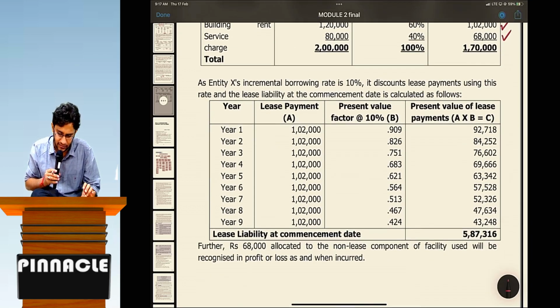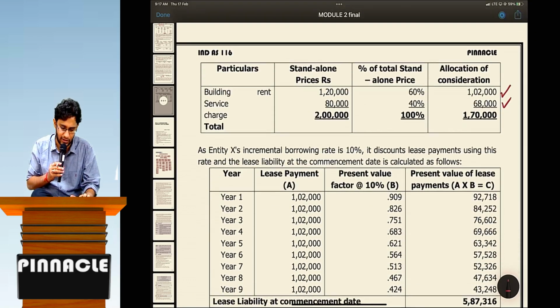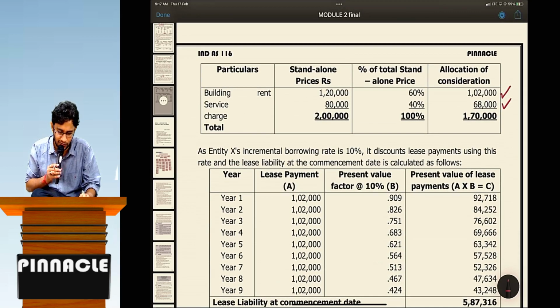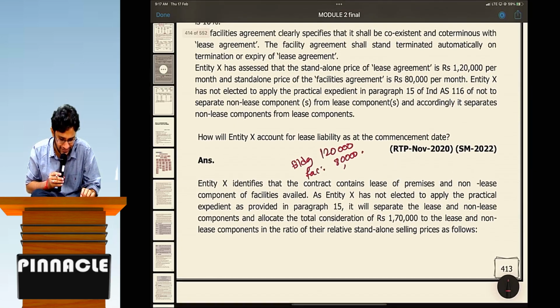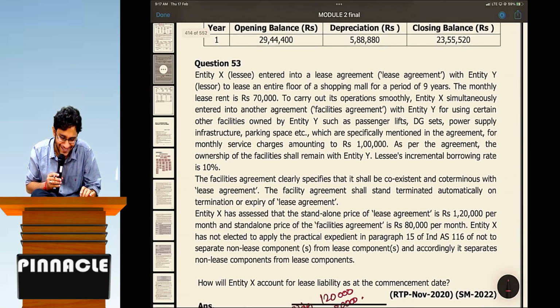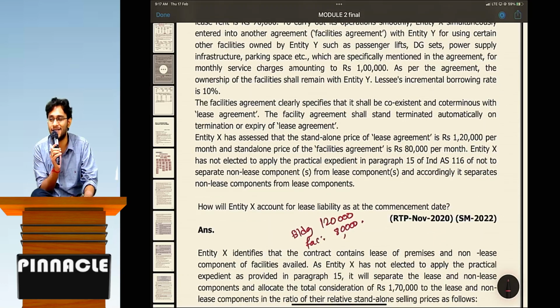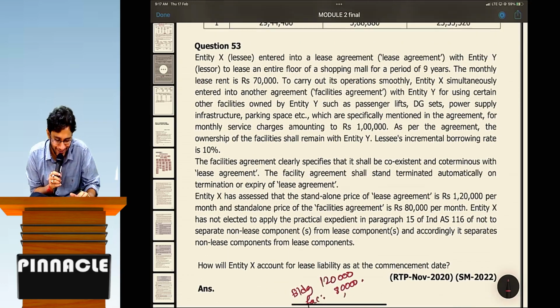Small mistake they have done, but it's okay. I can undo the mistake if you want, or we'll continue like that also. Then also it's okay. We'll undo the mistake. First tell me what is the mistake.